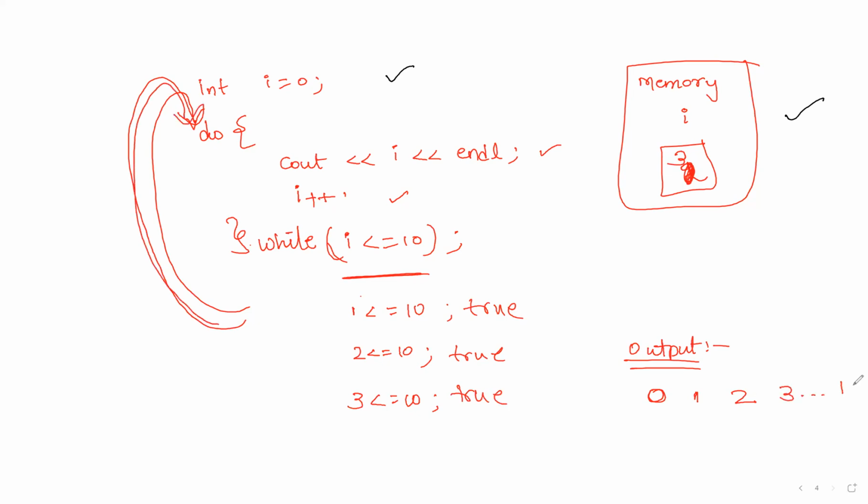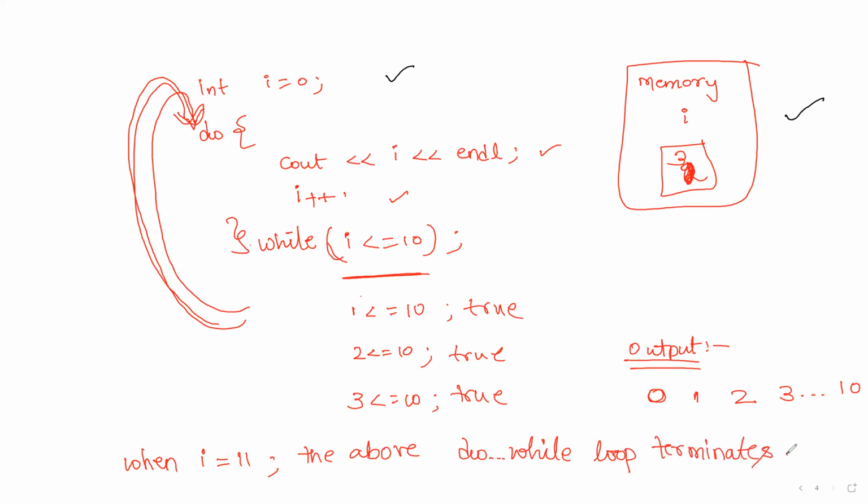Like this, we will print the values from 0 to 10, and when I is 11, the do while loop terminates. So this is the logic, or this is how a do while loop works.